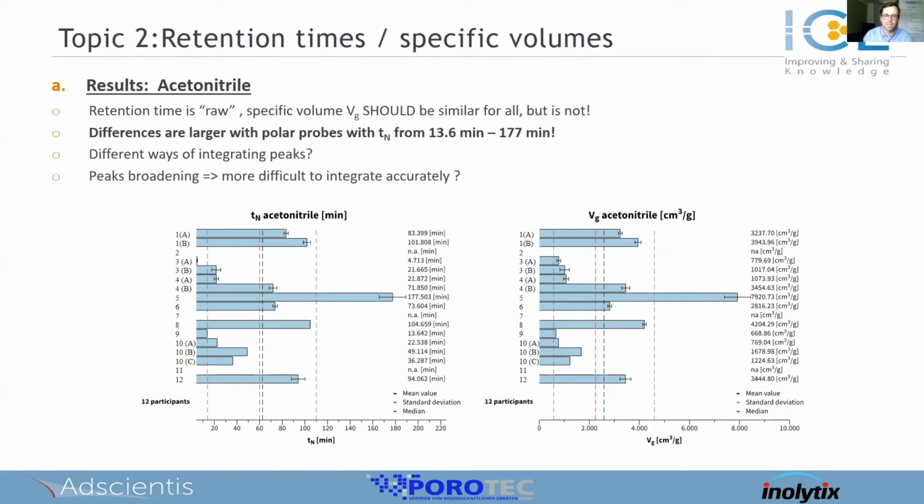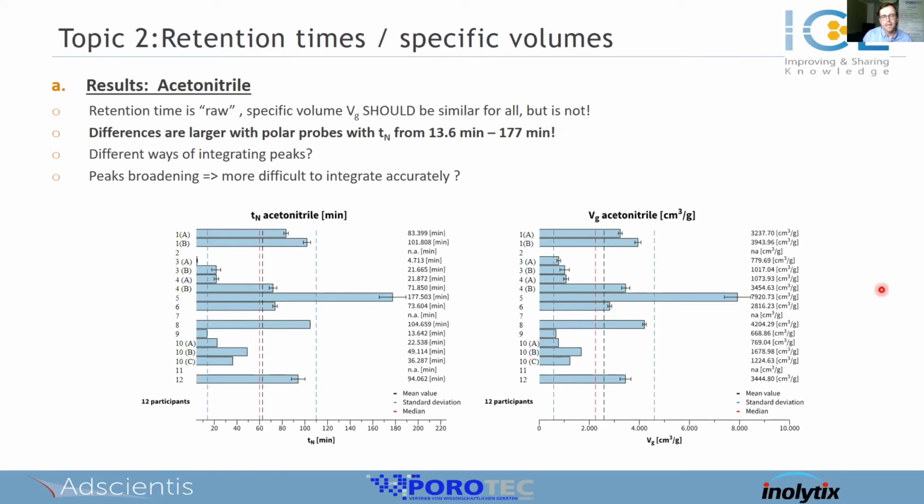For the retention time of polar probes, it is even more difficult. Here you can see our most complex probe molecule in this test, the acetonitrile. The complexity can already be seen on the chromatogram I will show you on the next slide. So we got very different results, retention times from 13 up to 177 minutes.